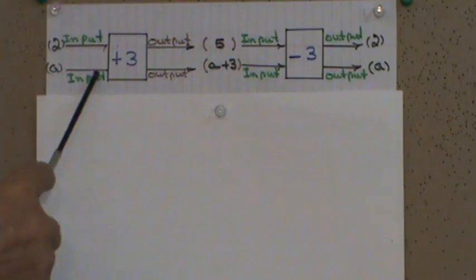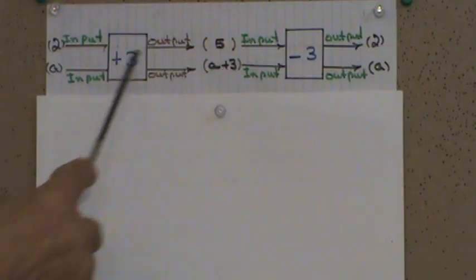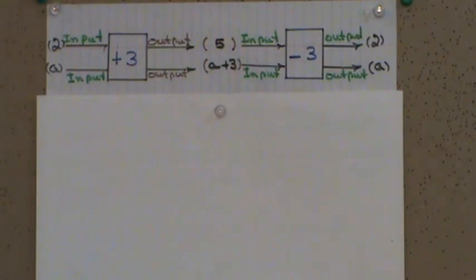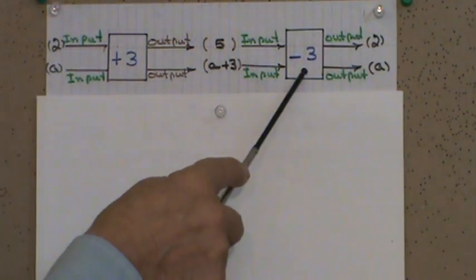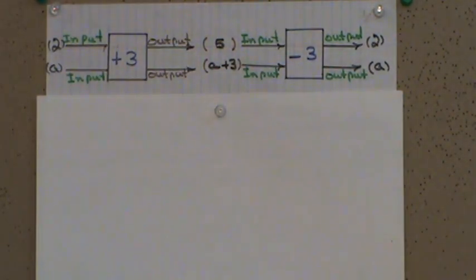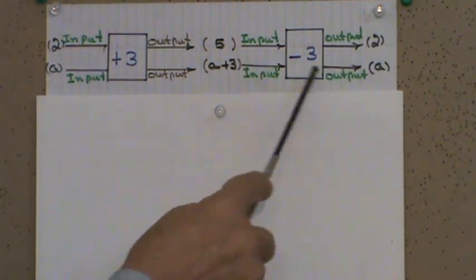So when I give a to this machine, it gives me a plus 3 as an output, and the output of this machine will be the input for this machine. So when I give a plus 3 to this machine, it gives me a plus 3 minus 3, which means a again. You see the a comes back.